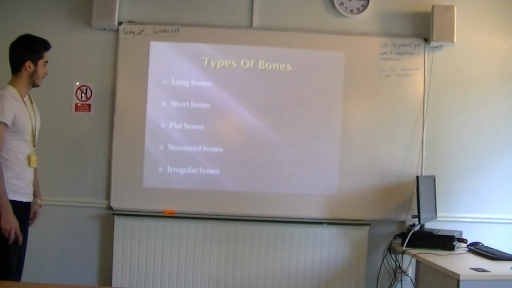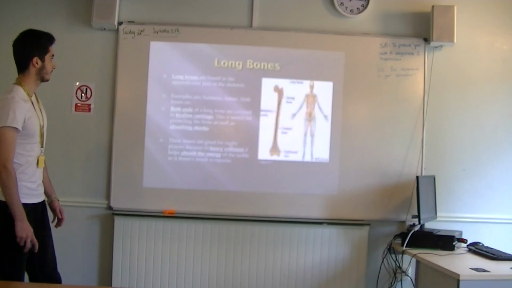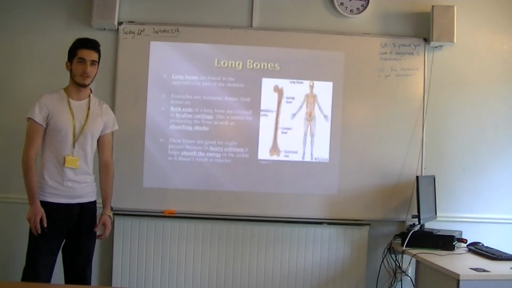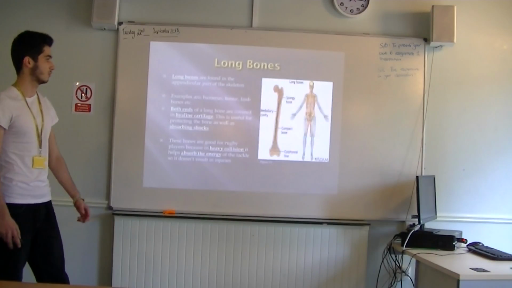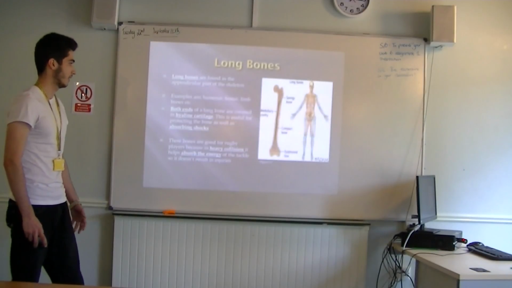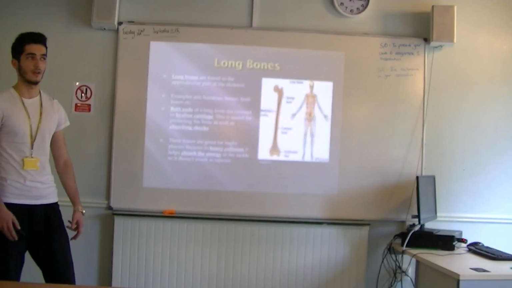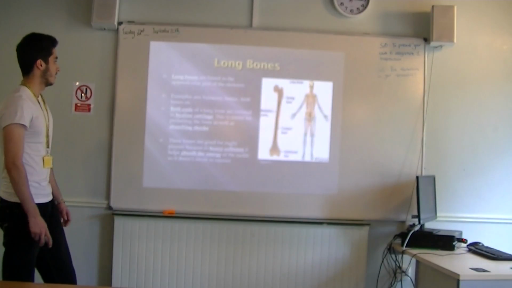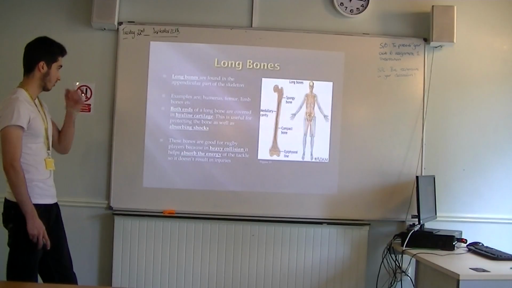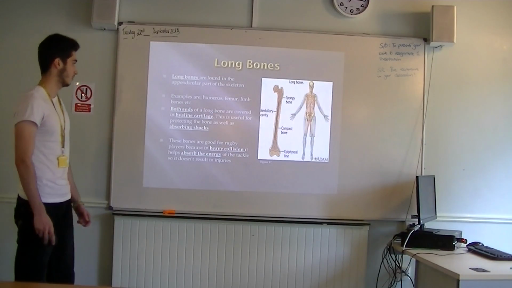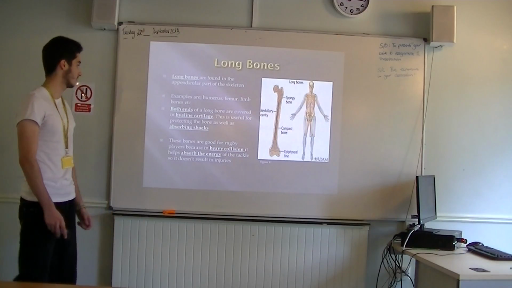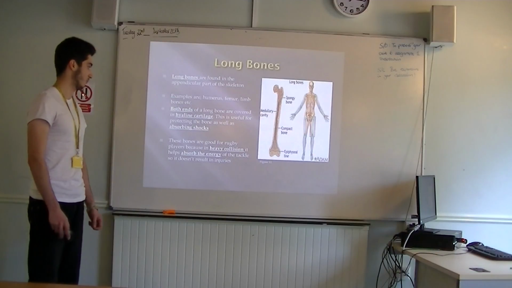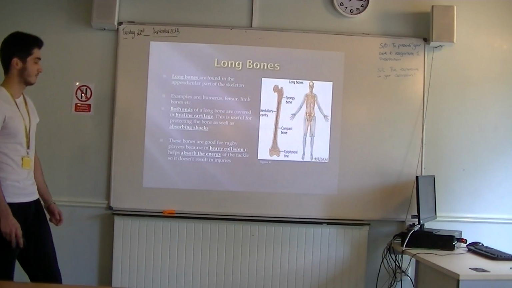There are 5 types of bones in the body. The first one is the long bones, and these are found in the appendicular part of the skeletal system. These are parts which help with movement. For example, the legs help them to run, and the arms help them to throw the ball. Both ends of a long bone are covered in hyaline cartilage. This is useful for protecting the bone as well as absorbing shocks. These bones are good for rugby players because in heavy collisions, as I said before, they absorb the energy and don't result in injuries.